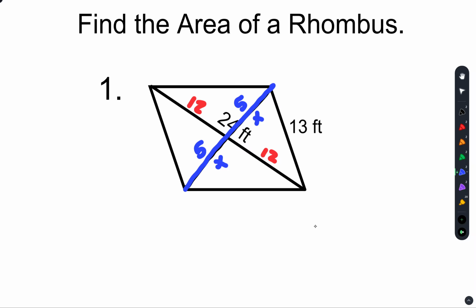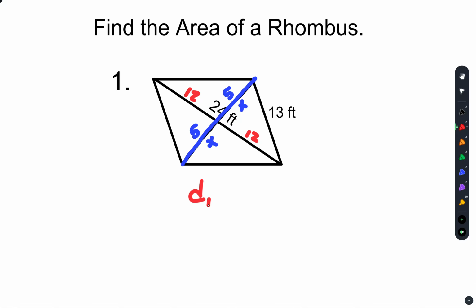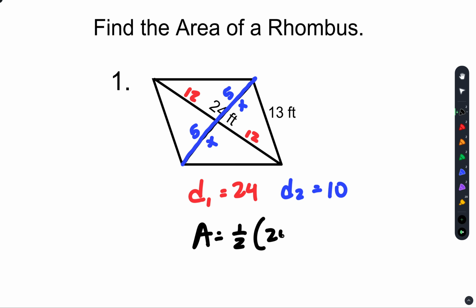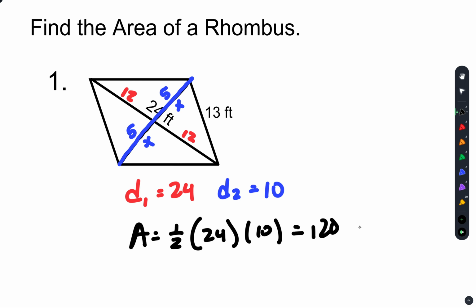So 5 and 5. So our diagonals, diagonal 1 is 24, diagonal 2 is 10. Area equals 1/2 times 24 times 10, or 120. I'm hopefully not torturing you too much. Are we good with that one?